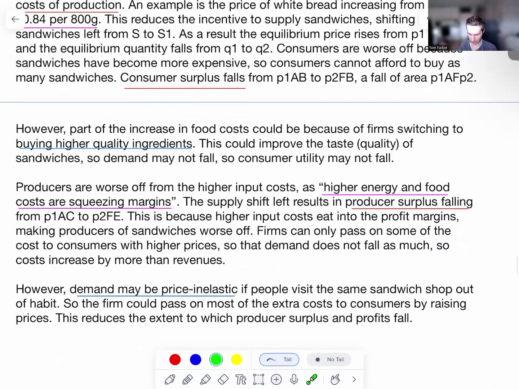However, demand may be price inelastic if people visit the same sandwich shop out of habit, and so the firm could pass on most of the extra costs to consumers by raising prices, and that could reduce the extent to which producer surplus and profits fall.